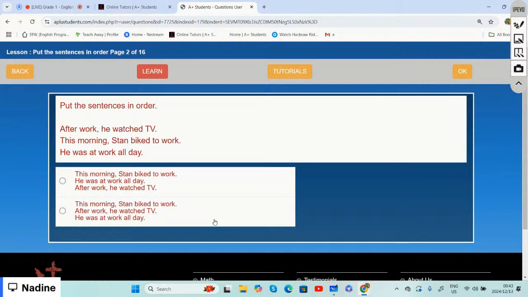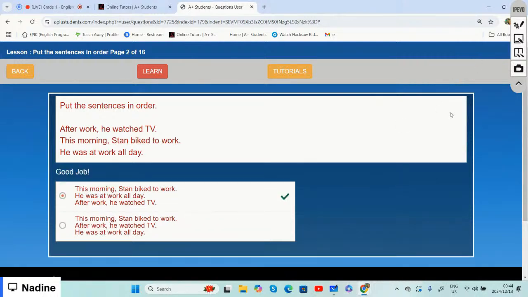Option one: this morning Stan biked to work. He was at work all day. After work, he watched TV. Or option two: this morning Stan biked to work. After work, he watched TV. And then he was at work all day. Which one is correct? And if we were to choose the correct answer, we will choose option one.